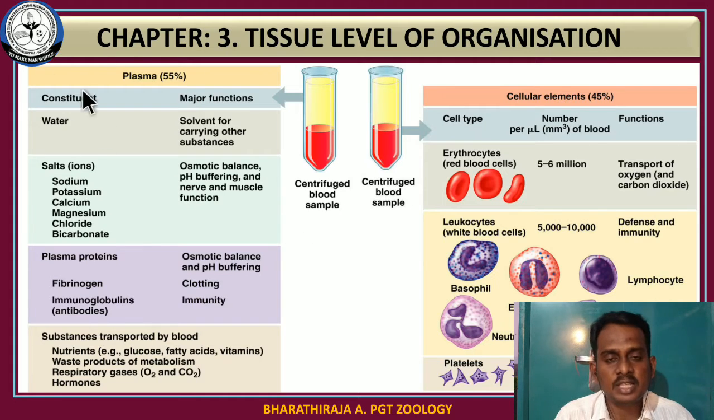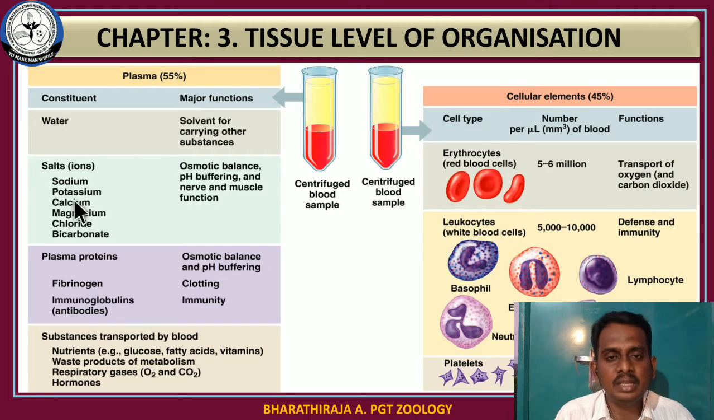This plasma contains water. 95% of the plasma is made up of watery substance. What are the main functions carried out by water? It acts as a solvent, carries other substances, and is responsible for the floating medium for the blood cells. These are the three main functions of the water present inside the blood plasma.